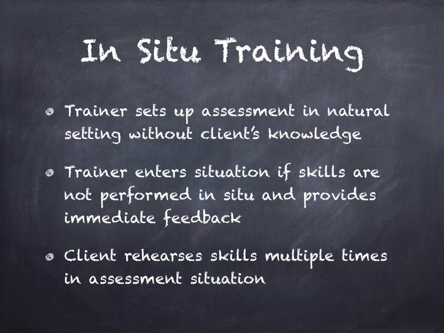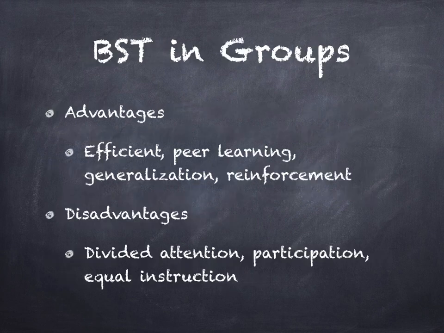Behavior skills training most often occurs in situations different from where the skills need to be used. We might implement behavior skills training in a training room, like in the teacher workroom, but maybe the teacher would be required to engage in the behaviors in the natural environment in the classroom. Therefore, we must train and assess the client in the natural environment where the skills are needed. So with in situ training, the trainer sets up the assessment in the natural setting and then enters the situation if skills are not performed in situ and provides immediate feedback. The client then rehearses the skill multiple times in an assessment situation.